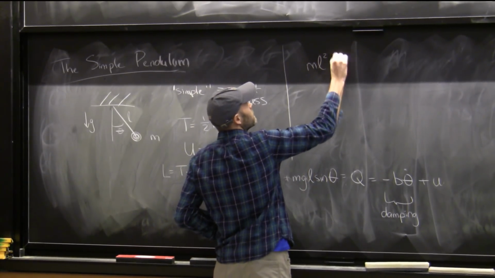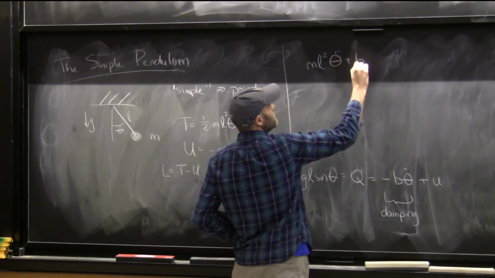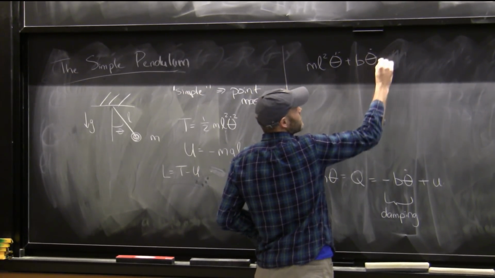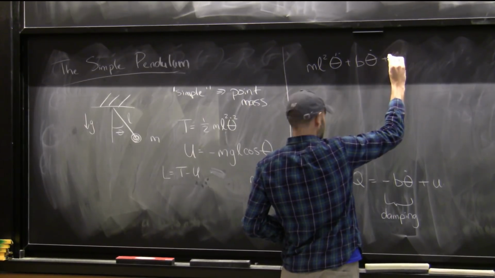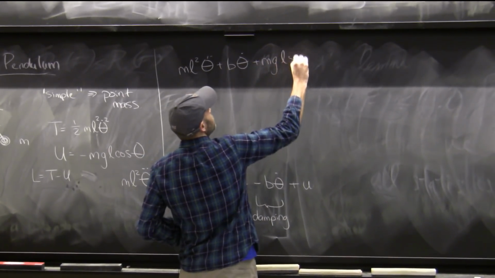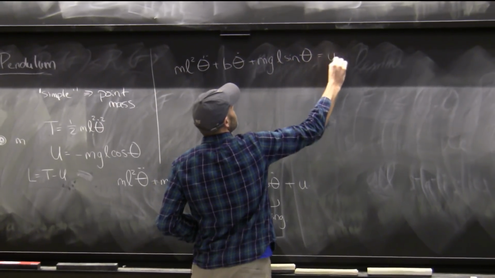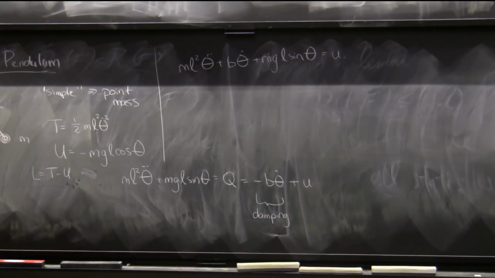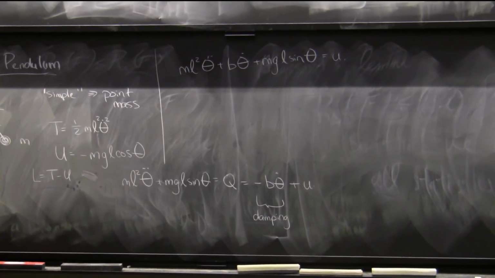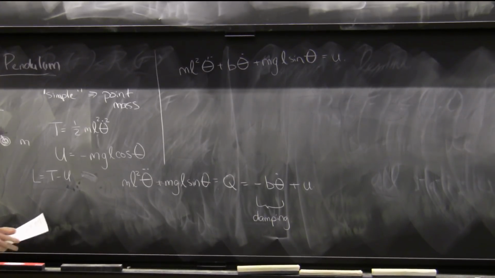ml squared theta double dot. A lot of times you'll see the B for second order oscillators like this on the other side, plus mgl sine theta equals U. Okay, so I want to start by trying to understand that equation and understand in a deep and graphical way what that equation means.